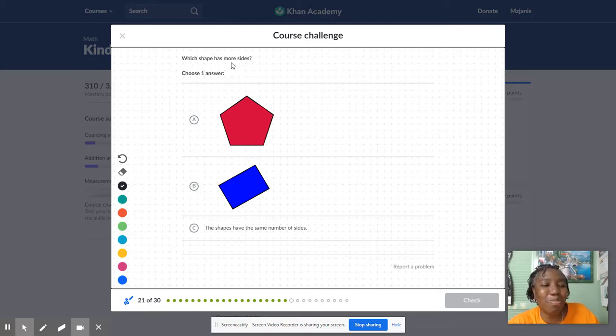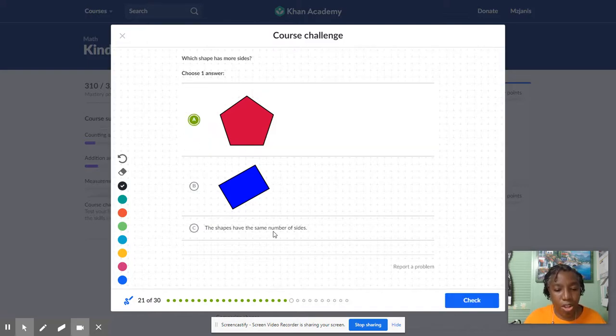Okay, which shape has more sides? See, this is geometry. Once you start learning shapes, you're learning geometry. Okay, this is pre-K, kindergarten, but Khan Academy continually goes one step above. So I just encourage you. Let's count the sides. The shapes have the same number of sides. See, look at that. They're already starting to give A, B, C, or none of the above questions. Okay.